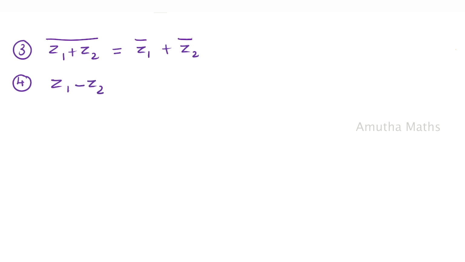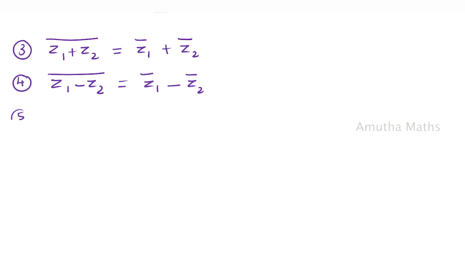Now the third property is conjugates can be separated in addition, subtraction, multiplication and division. So z1 plus z2 the whole bar is equal to z1 bar plus z2 bar. நம்ம என்ன பண்ணிக்கலாம், the additionல, subtractionல, divisionல, multiplicationல வந்து அந்த whole bar தனித்தனி bar ஆக்கிக்கலாம். So fourth property is z1 minus z2 the whole bar is equal to z1 bar minus z2 bar.